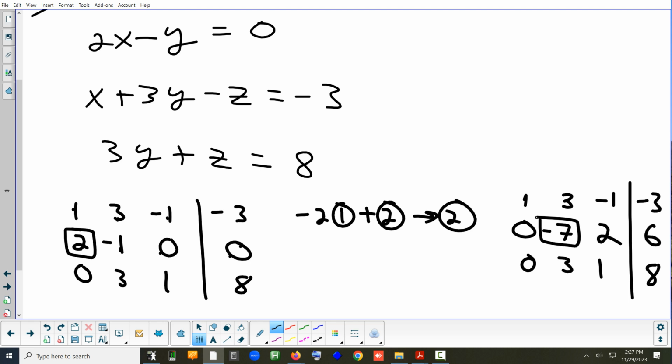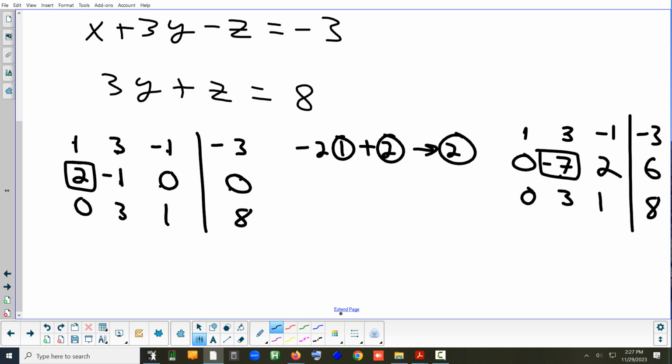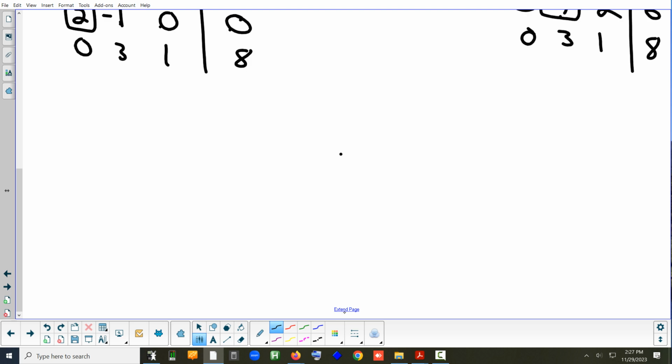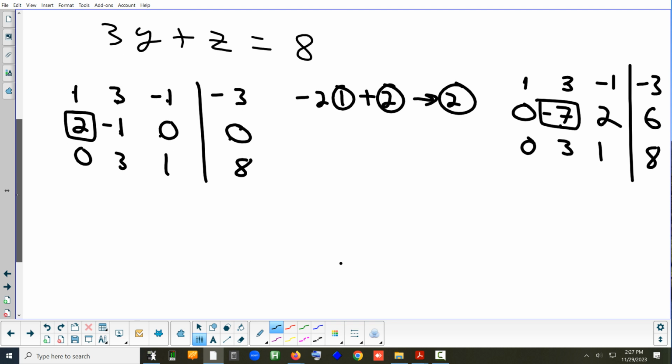Does anyone see another way that we could maybe not get a 1 here, but we could get something pretty close to a 1 doing something with this row? Yeah, if you multiply that bottom row by 2 and then add it to what's up above it, you'll make that a -1. And that's fine. If you make it a -1, we can fix that. That's right. So let's multiply the bottom row by 2 and add it to the middle row.